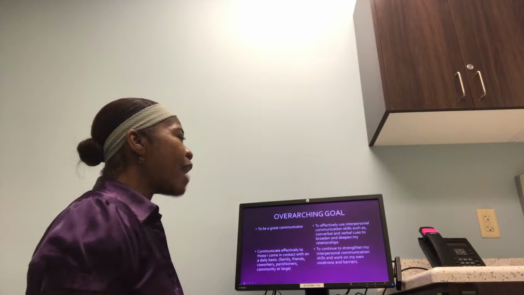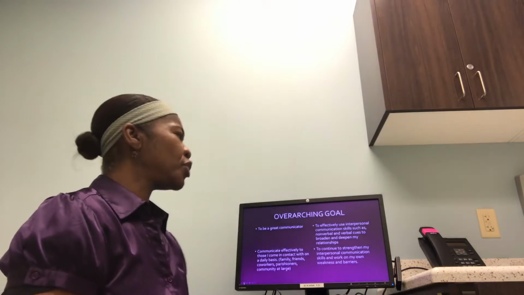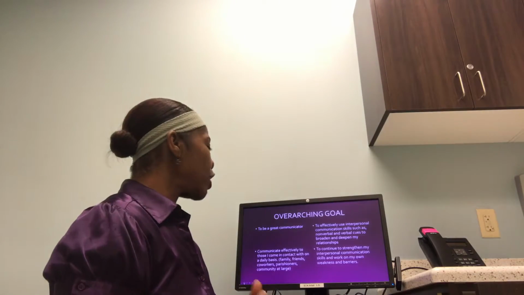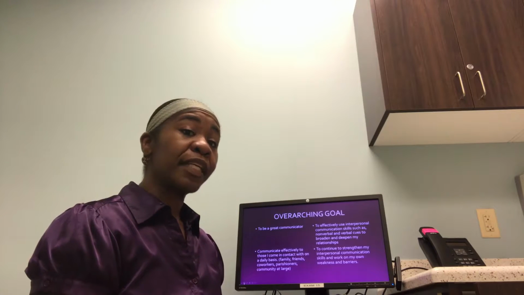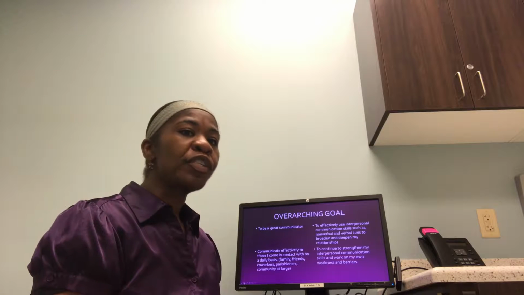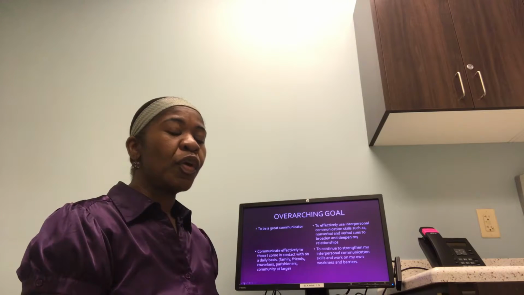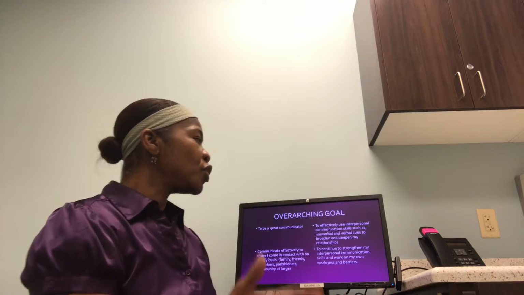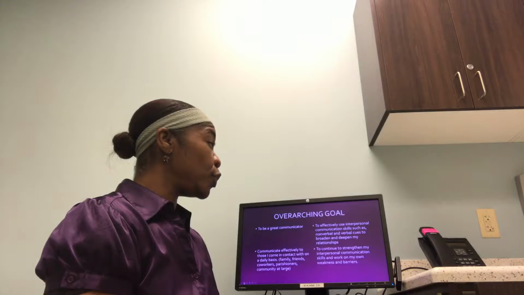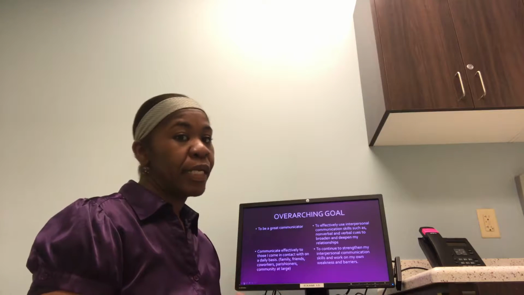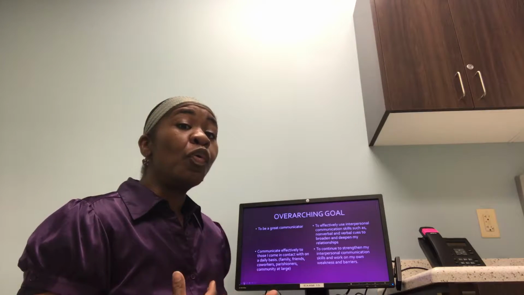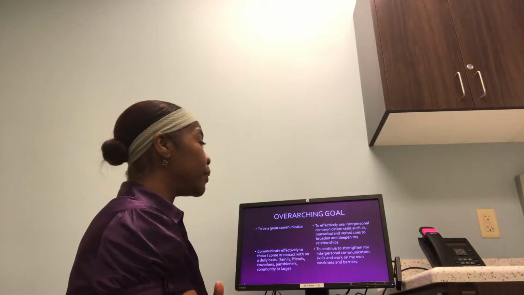In the first slide, we have the overarching goal. My overarching goal is, first of all and most of all, to be a great communicator. And to be a great communicator, I want to be able to communicate effectively to those that are around me, such as my family, my friends, my coworkers, parishioners, those that I go to church with, the community at large. I also want to effectively use my interpersonal communication skills, such as my verbal and nonverbal cues, to broaden and to deepen my relationships. And also to use my skills to work on my own weaknesses and my barriers.